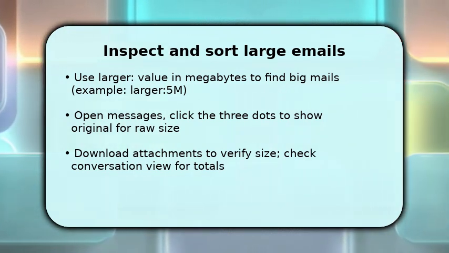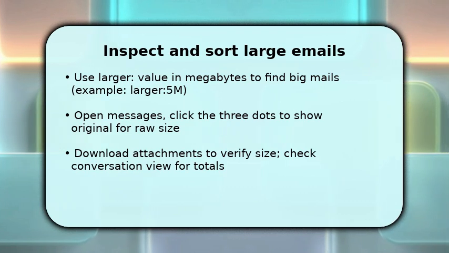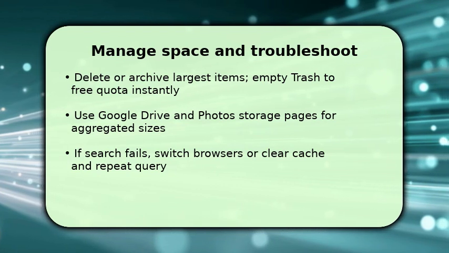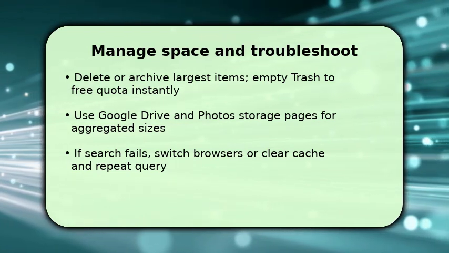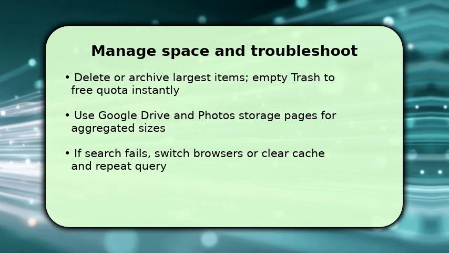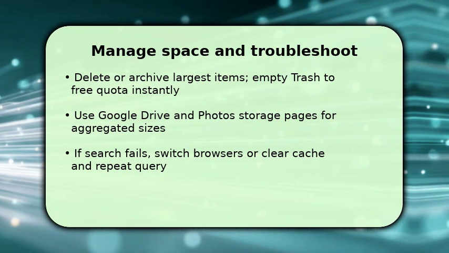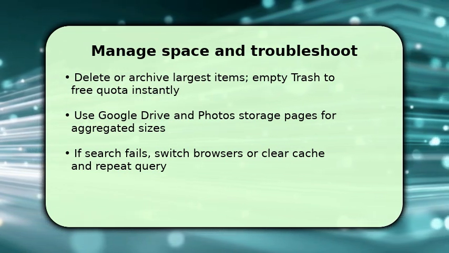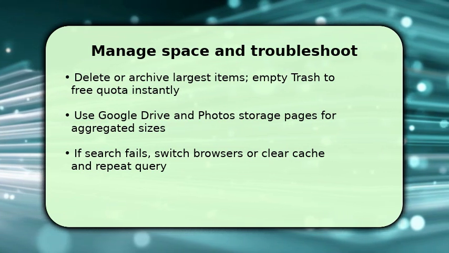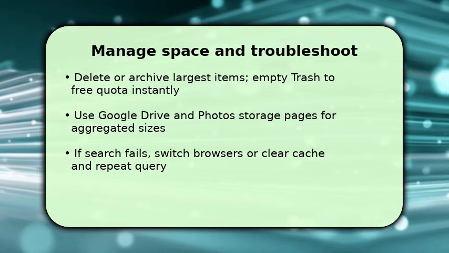And remember, Conversation View can hide per message totals versus per thread total. To finish, remove or archive the largest emails you no longer need, and then empty trash to reclaim space immediately. Once done, check Google Drive and Google Photos storage pages for aggregated usage, because Gmail storage is shared across services. Moving attachments to Drive and deleting mail reduces Gmail usage.